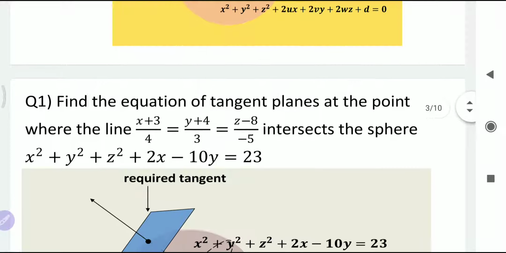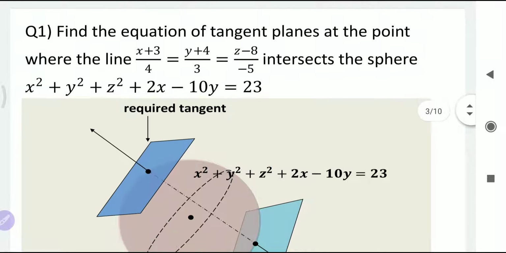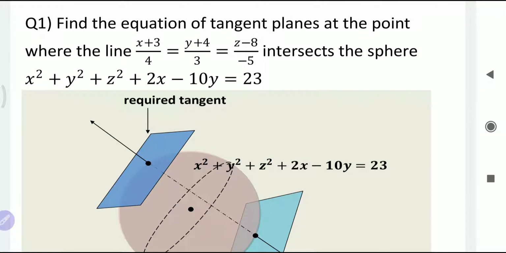Now let us see some examples on the tangent plane. This is the first example. Find the equation of tangent planes at the points where the line (x plus 3) upon 4 equal to (y plus 4) upon 3 equal to (z minus 8) upon minus 5 intersects the sphere x square plus y square plus z square plus 2x minus 10y equal to 23.